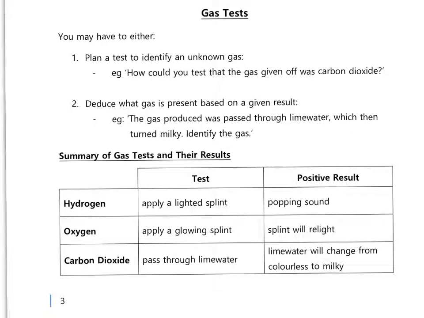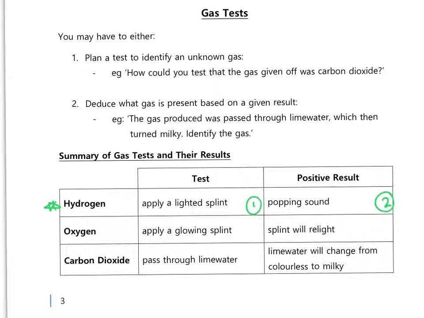So if we take a look at hydrogen here, first of all. If they said, how would you test a gas to see if it was hydrogen? You would say, apply a lighted splint or a lit splint, and a popping sound will result. So this would be your first mark. This would be your second mark.